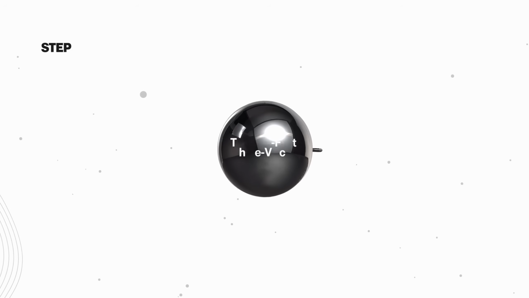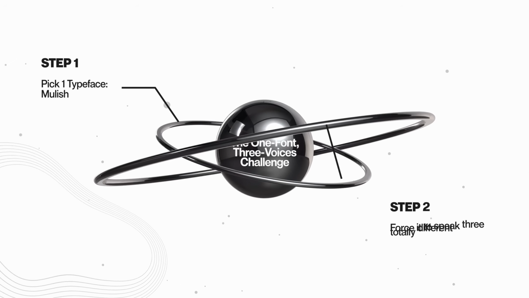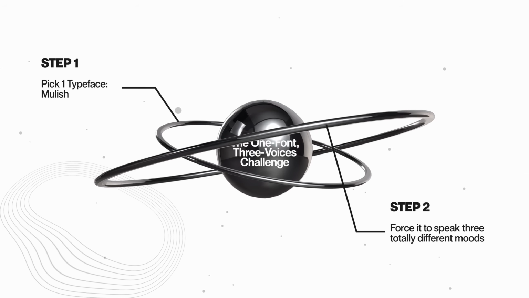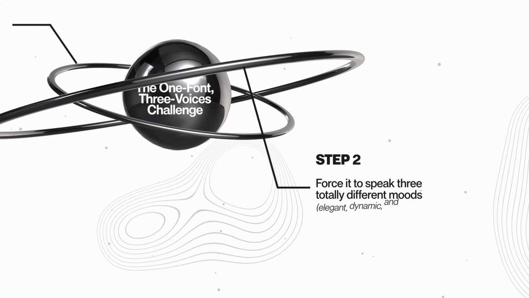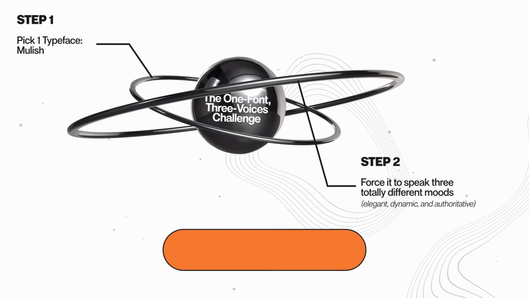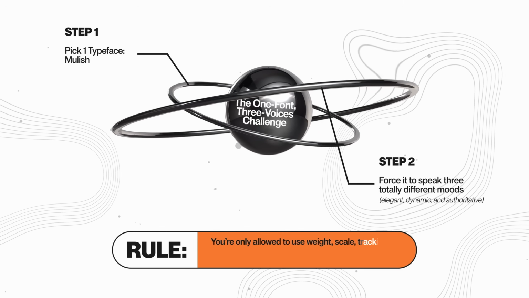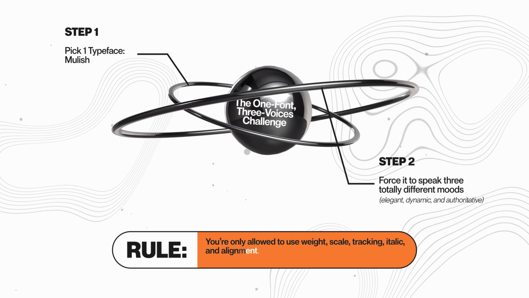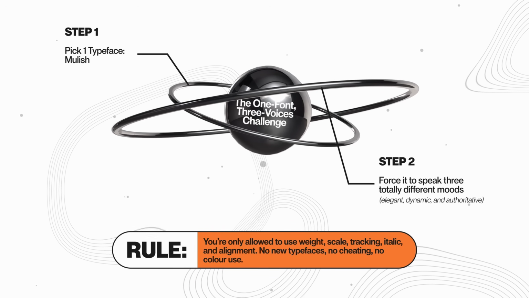So the next exercise is something I call the 1 typeface, 3 voices challenge. You take one typeface, in this case that's Mulish, and then you force it to speak 3 totally different moods. It could be literally anything, but I want to try out elegant, dynamic, and authoritative. The rule is simple. You're only allowed to use weight, scale, tracking, italic, and alignment. No new typefaces, no cheating, and no color use.